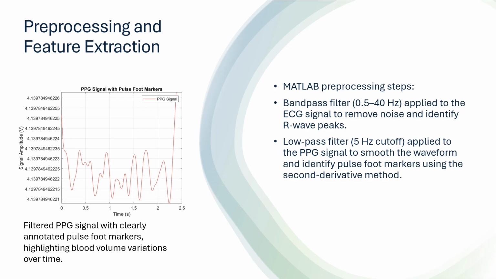Once the signals were acquired, we applied pre-processing methods in MATLAB to clean and analyze the data. For the ECG signal, we used a bandpass filter to remove noise and accurately detect the R-wave peaks. For the PPG signal, a low-pass filter was applied to smooth the waveform and identify the pulse foot markers using a second derivative method. Here is the filtered PPG signal. The pulse foot markers, which are critical for PTT calculations, have been clearly identified and annotated.